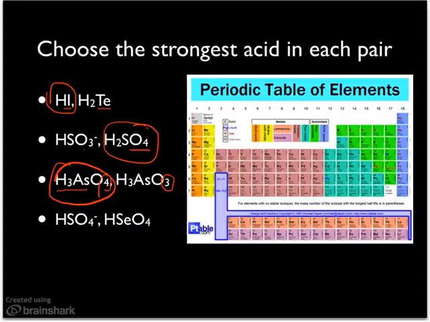And then for this last one, again, there are two different ways you can look at this. You can either compare the S and the Se, or you can look at the charge, where you have a negative on that one and you don't have one on there. So in this case, this would be stronger because it's more positive. And if you were to look at S and Se on the periodic table, S is right there, Se is right there. So Se is lower down on the periodic table, so it would be stronger.